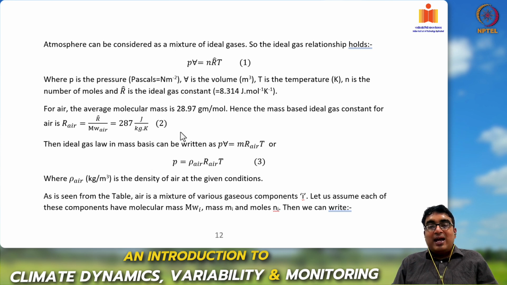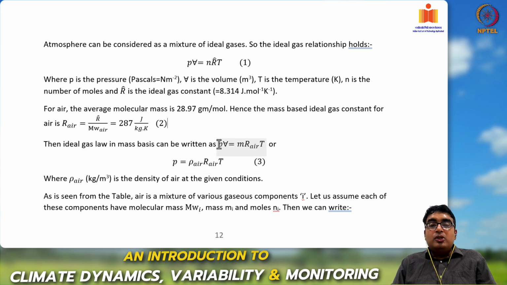Using this, we can write the ideal gas law on mass basis as PV equals mass into the ideal gas constant of air into T. Note that the mass basis ideal gas constant is not universal and it's dependent on the molecular mass of the specific gas composition. So, depending on what gas it is, this molecular mass will be changing and hence R will be changing as well on the mass basis. So, this becomes a function of the molecular mass of the gas in question.